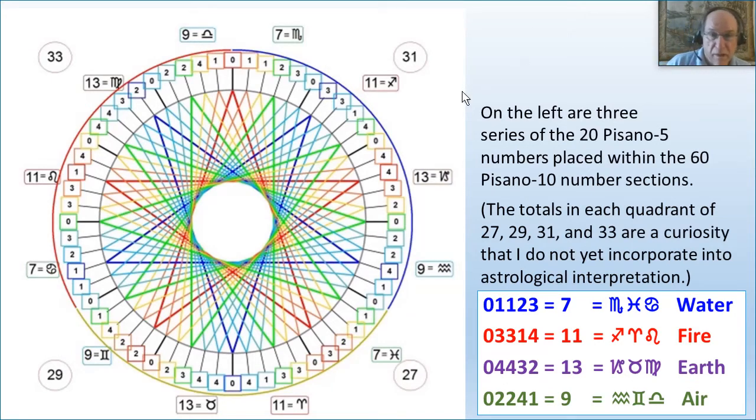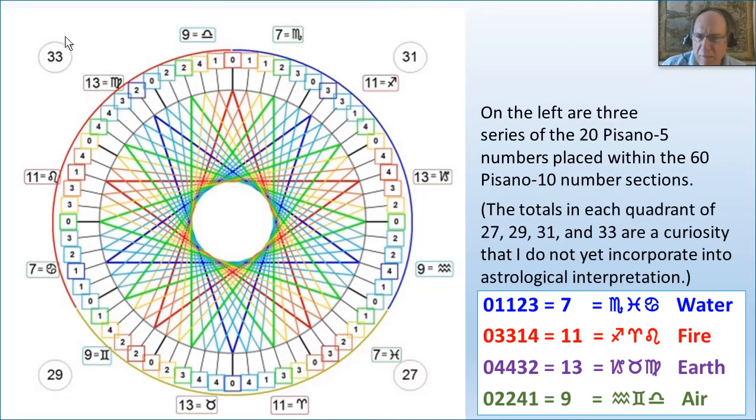So here is a circle with the Pisano 5 numbers placed within the 60 sections of Pisano 10. So we have the 0, 1, 1, 2, 3 starting at the top. That's Scorpio, because Scorpio is the beginning point, the connecting point between different octaves or different things. And Sag is 11, and Capricorn's 13, Aquarius is 9, and then it repeats all the way around. Pisces 7. So this is the same thing that I just showed you on the previous slide, but in circular form.